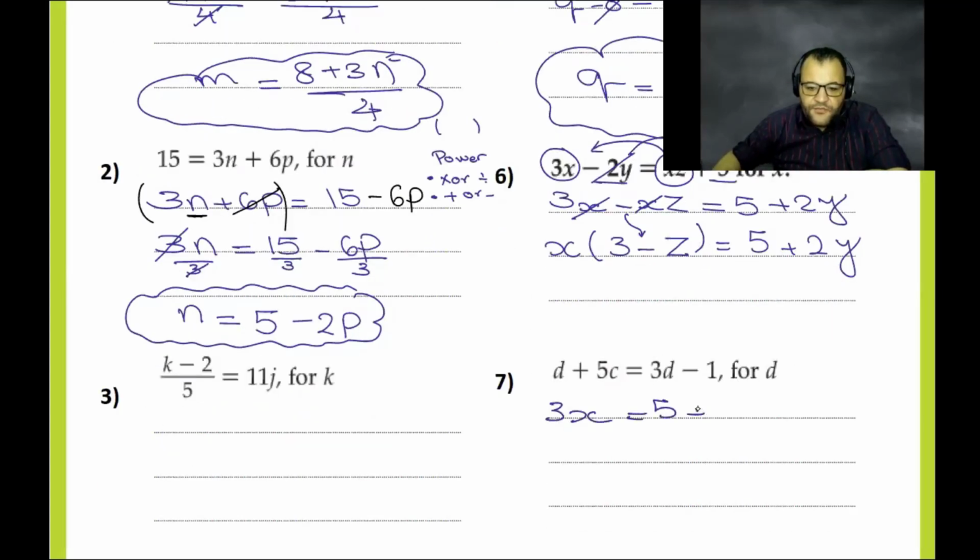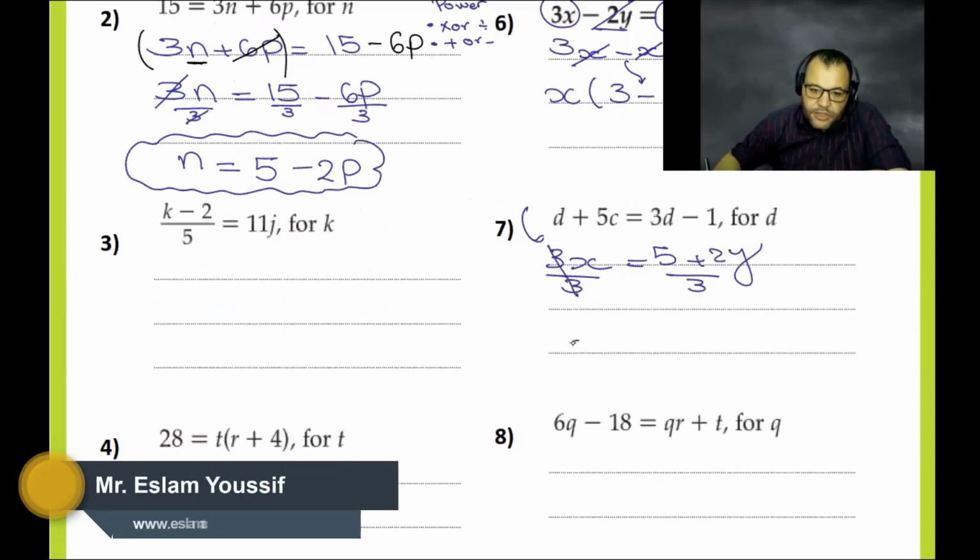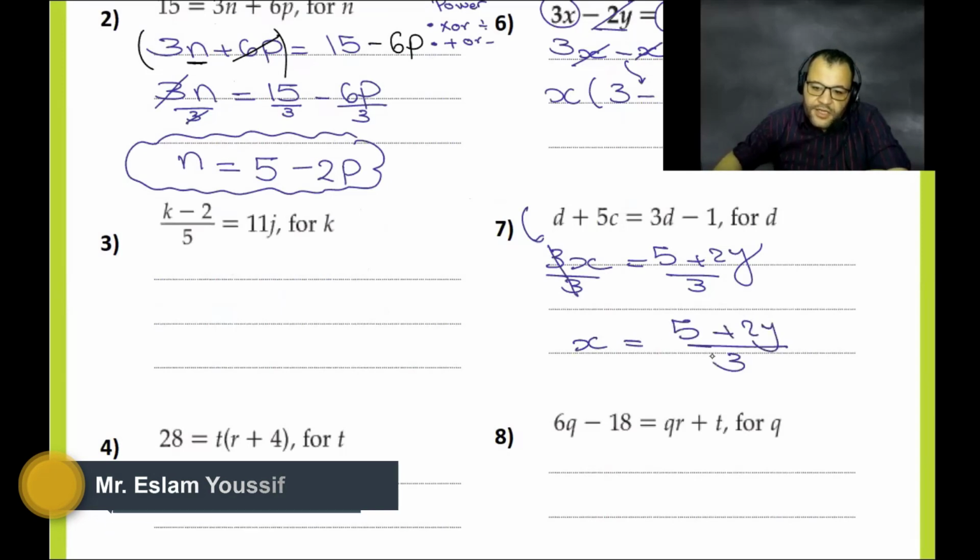When I say 3x equals 5 plus 2y, how are we going to solve this one? We divide x by 3, divided by 3. Is it right? Yes. We just divide because that's multiplication. So x equals (5 plus 2y) over 3.